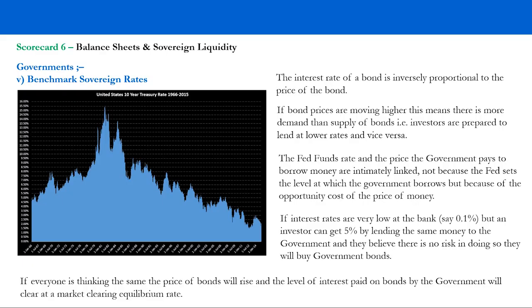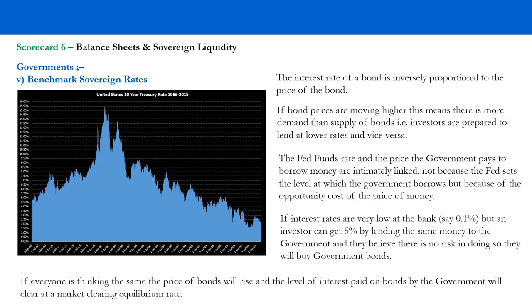And the Fed funds rate and the price the government pays to borrow money, although it's a different mechanism, are intimately linked. Not because the Fed sets the level directly at which the government borrows, but because of the opportunity cost of the price of money. So imagine if interest rates, the Fed funds rate as set by Fed-sponsored banks, interest rates are very low at the bank, say 0.1%, but an investor can get 5% by lending the same money to the government, and they believe that there is no risk in doing so.